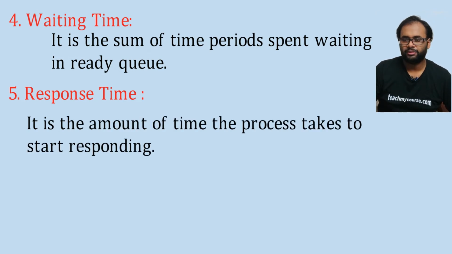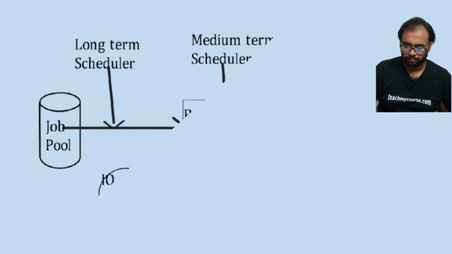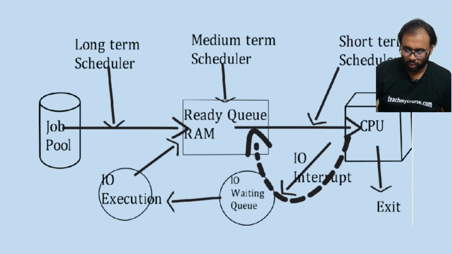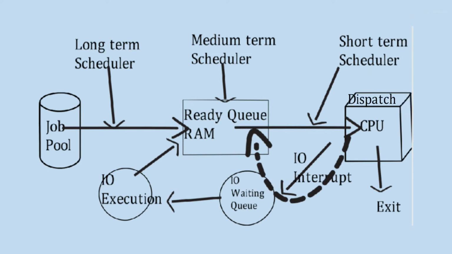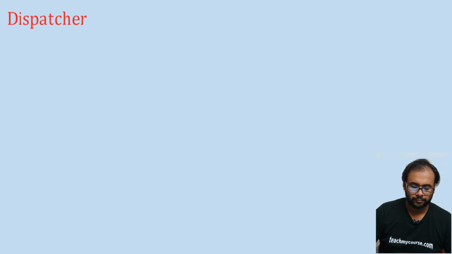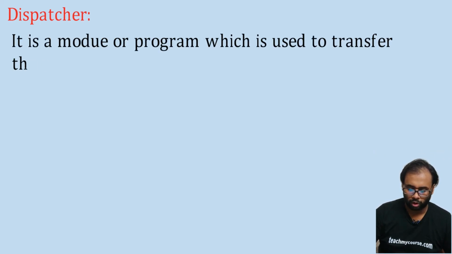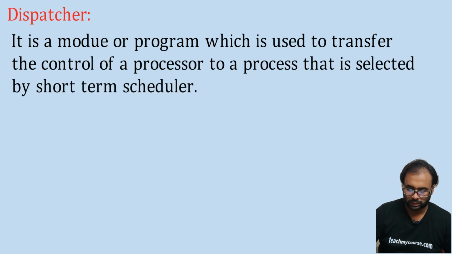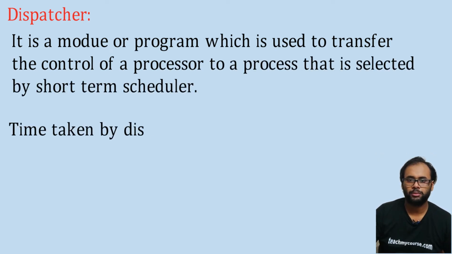Remember the diagram we have discussed in the previous videos. What actually happens? The CPU's control gets transferred to the process for its execution. And what is the program that is responsible for transferring the CPU's control to the process? That is known as the dispatcher. So what is the dispatcher, if somebody asks you? It is a module or a program which is used to transfer the control of the processor to a process that is selected by the short-term scheduler.